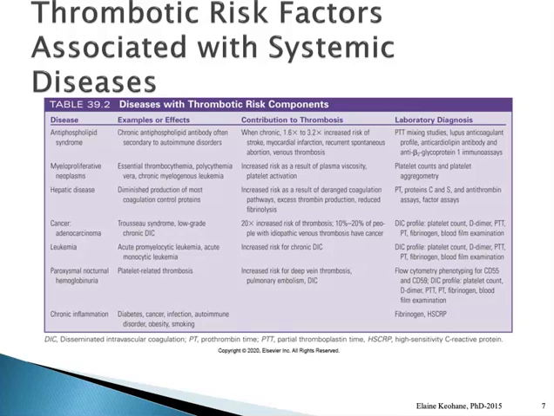So some examples are the chronic antiphospholipid antibody, often secondary to autoimmune disorders. When there is a chronic lupus anticoagulant that's circulating, there is an increased risk of stroke, myocardial infarction, recurrent spontaneous abortion, and also venous thrombosis.